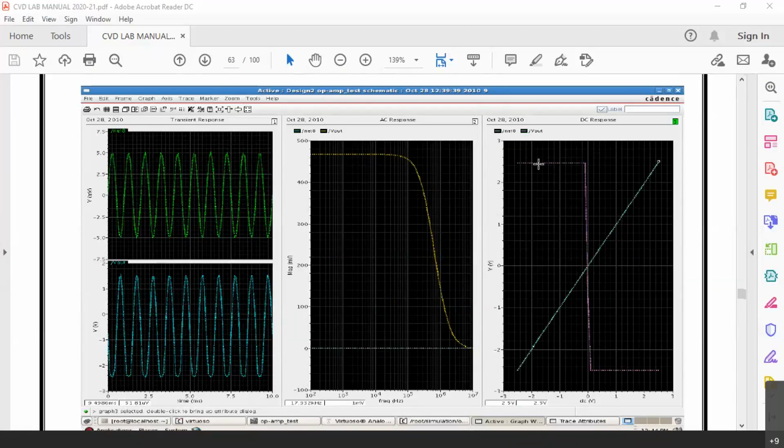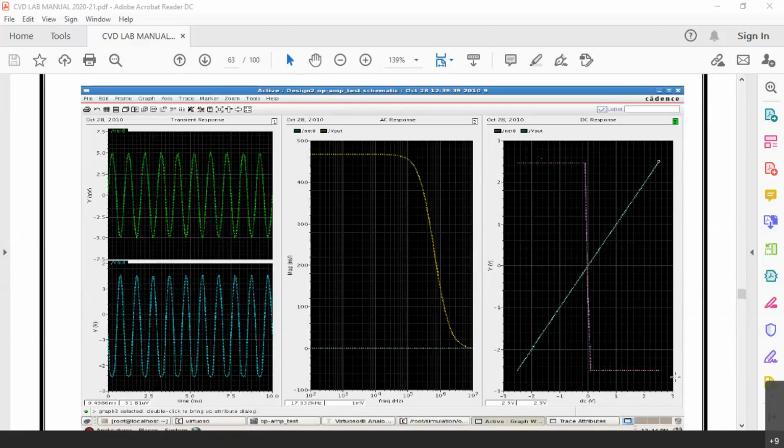It is almost 2.5 here. You can see almost 2.5, very much nearer to plus 2.5. Here also it is almost nearer to minus 2.5. Of course, there will be some slight drops across the transistors there, a few millivolts. Otherwise, it is almost plus Vsat and minus Vsat is plus Vcc and minus Vcc. So that way this op-amp is a good design as far as comparator functionality is concerned.